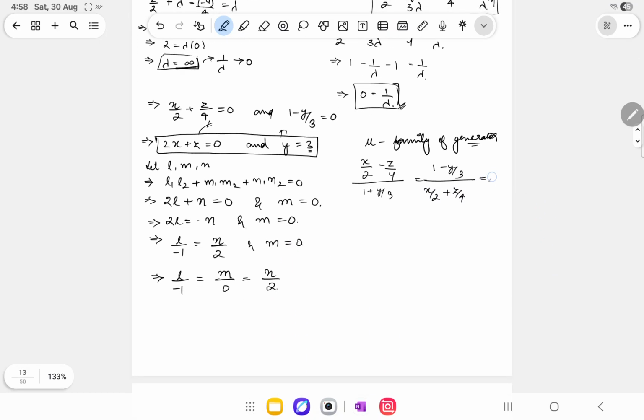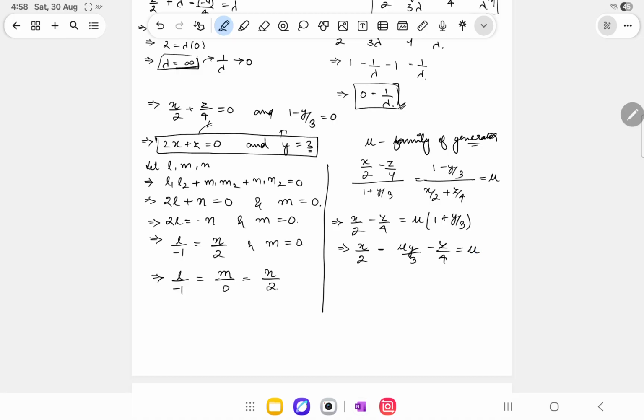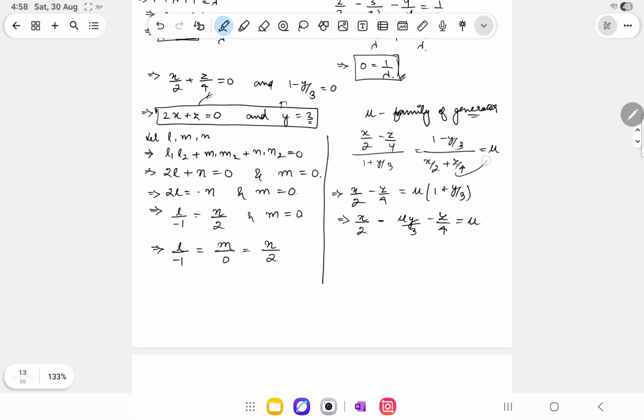So if I equate it with mu, I'll basically get x by 2 minus z by 4 is equal to mu into 1 plus y by 3, which on simplifying gives x by 2 minus mu y by 3 minus z by 4 is equal to mu. Likewise, I can equate these two and find the equation of the plane.